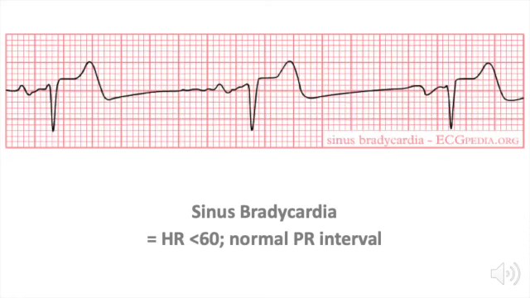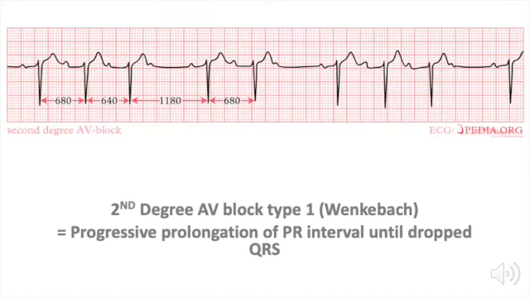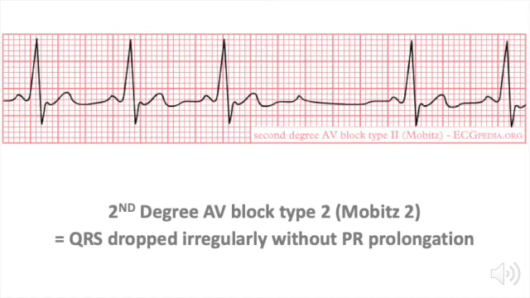A quick review of the rhythms: sinus bradycardia, heart rate less than 60, normal PR interval. Second degree AV block type 1, also known as Wenckebach, progressive prolongation of the PR interval until a QRS beat is dropped. Second degree type 2, where QRSs may be dropped irregularly without necessarily a PR interval prolongation.